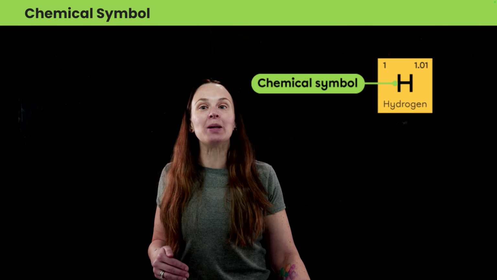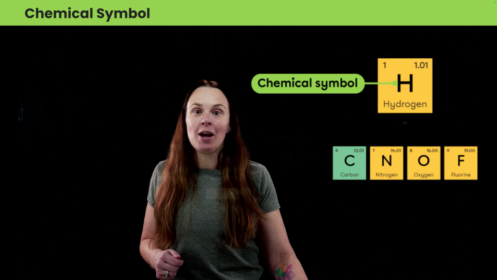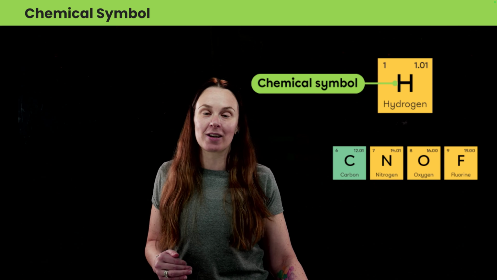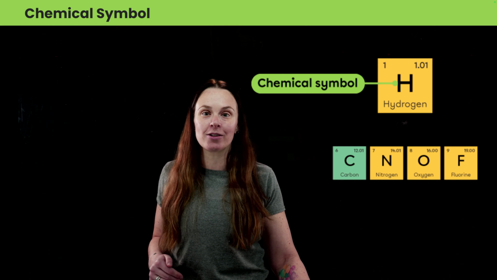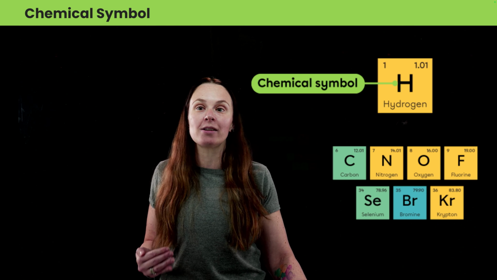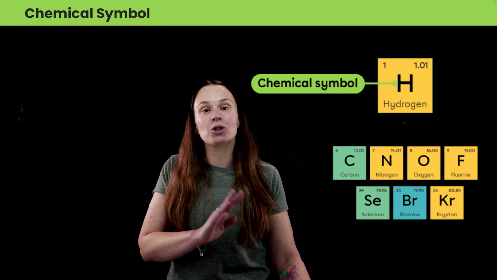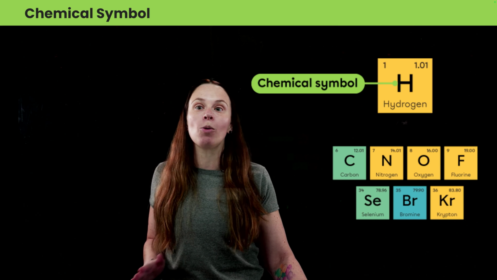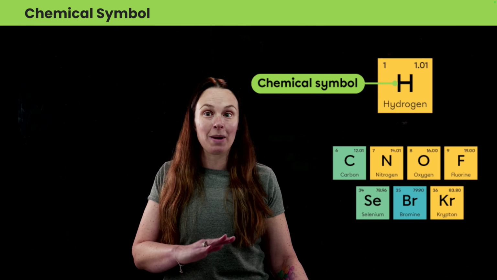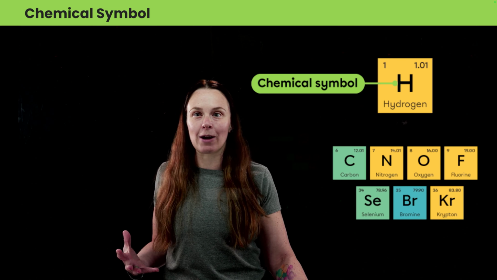A chemical symbol can be one uppercase letter, like in this case, the capital letter H, but it can also be carbon, nitrogen, oxygen, fluorine. These examples are all uppercase letters, but we can also have chemical symbols that are made with 2 letters, an uppercase and a lowercase. Always uppercase first, then lowercase. What's cool about the chemical symbol is that no matter where you are on the planet, no matter what language you speak, the chemical symbol remains consistent. That's the beauty of it. It's kind of a universal language between scientists.